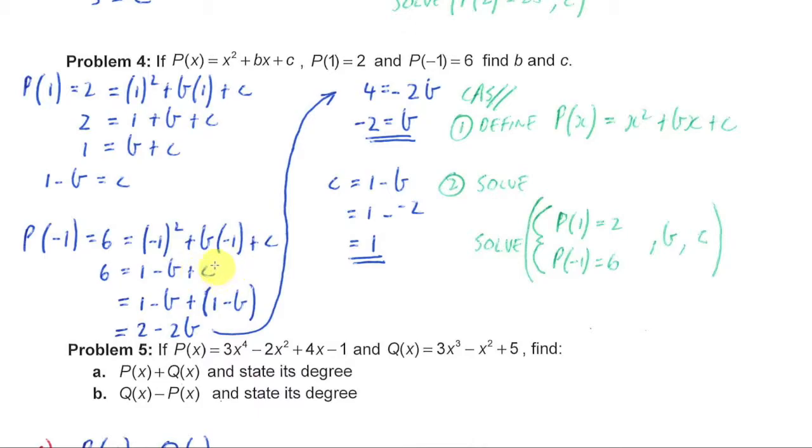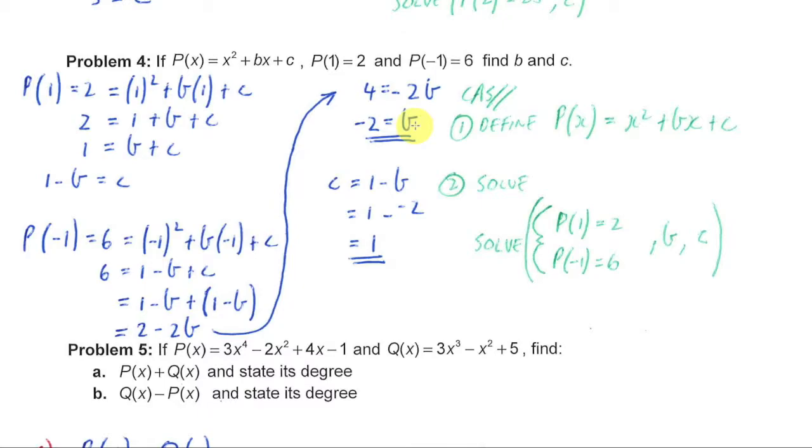Negative 1 squared becomes positive 1. And now, instead of writing c, I'm going to write what c is equal to. I know from above that c is equal to 1 minus b. So I just replace the c with this 1 minus b shown in brackets. And I'll get 6 equaling 2 minus 2b. Subtract 2 from both sides to get 4 equaling negative 2b. And now divide both sides by negative 2 to get negative 2 equaling b.